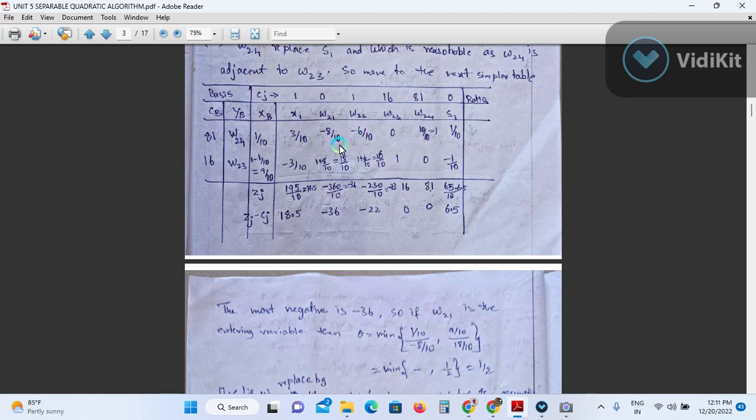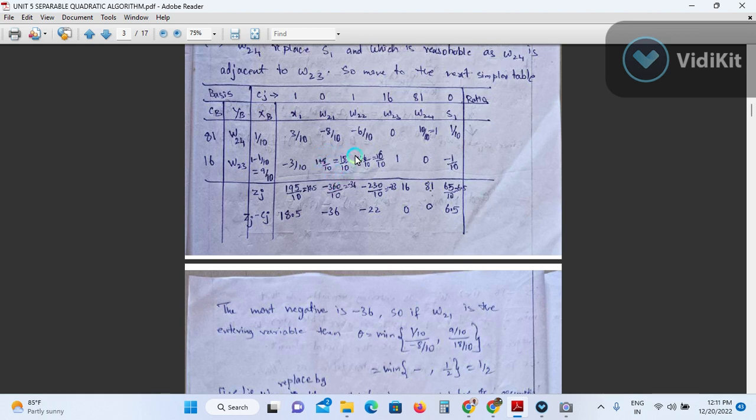So in the simplex table, you are all familiar, if it is negative, then I have to avoid that part, right? Therefore I have to go for here. So 9 by 10 divided by 18 by 10. This is the only option, so no need to talk about the minimum. Therefore this is the pivotal row, and 18 by 10 is the pivotal element.